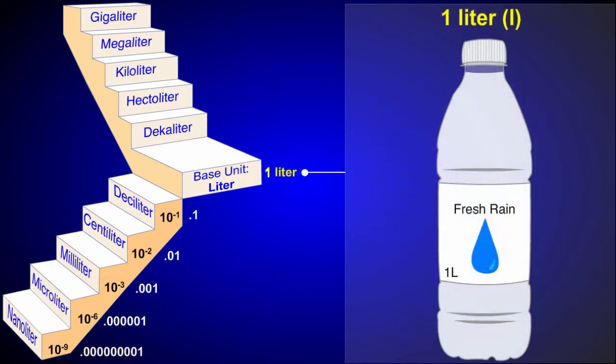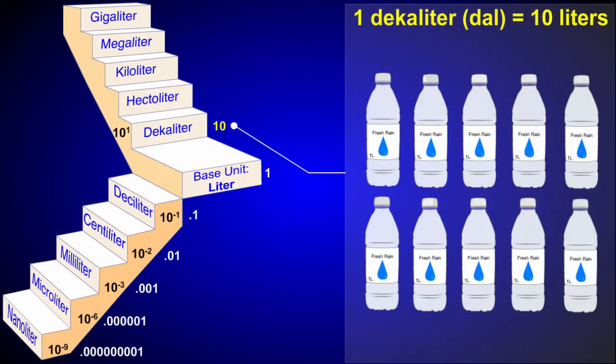Let's return to liters for a moment as the basic unit of volume measurement. Scientists in the field often work with measurements that are larger than liters. So let's look at these larger units next. A dekaliter is 10 times larger than a liter, so a dekaliter is equal to about 10-liter bottles of water.